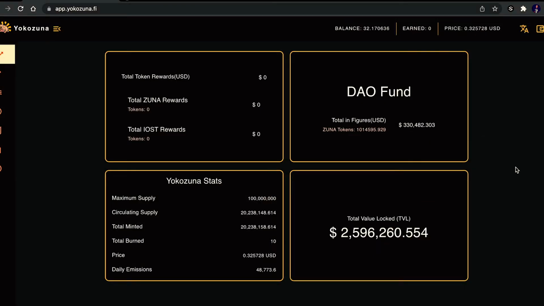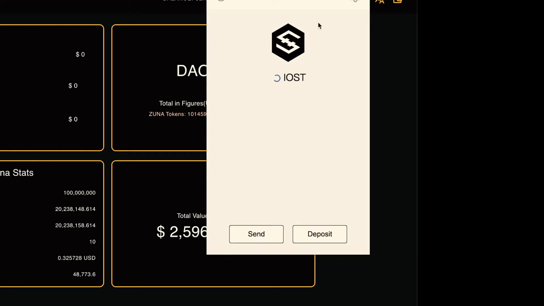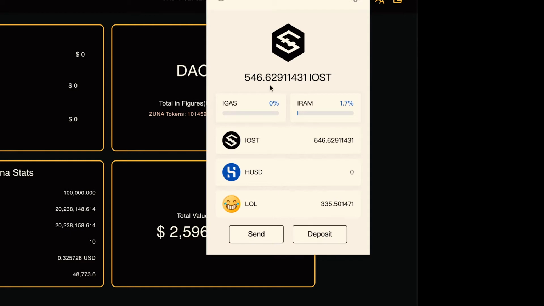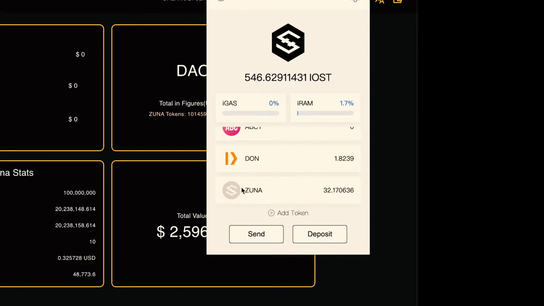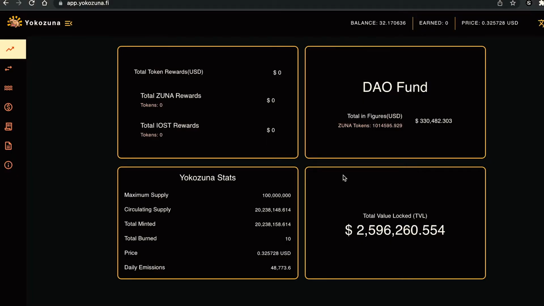And here we go. So we're getting stats on the fund. I have iWallet installed for IOST. I deposited some money in there. I got about 500 IOST. It's not much, like 20 bucks. And I already exchanged some for Zuna Tokens as well, so that we can go ahead and just get this done.